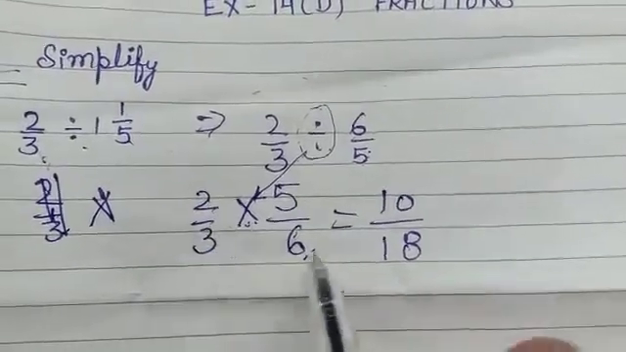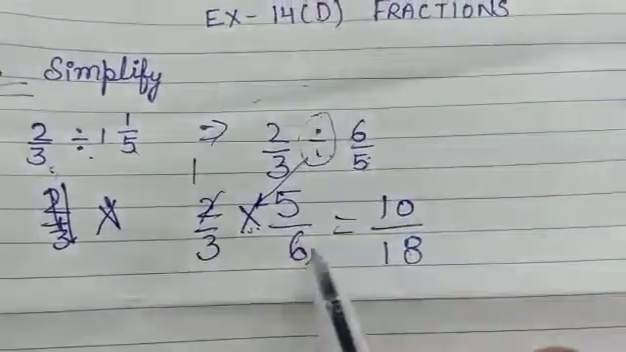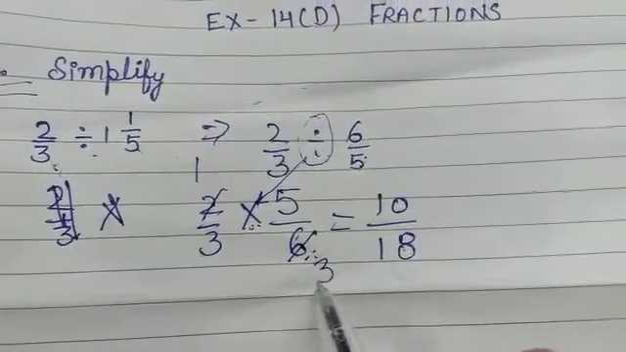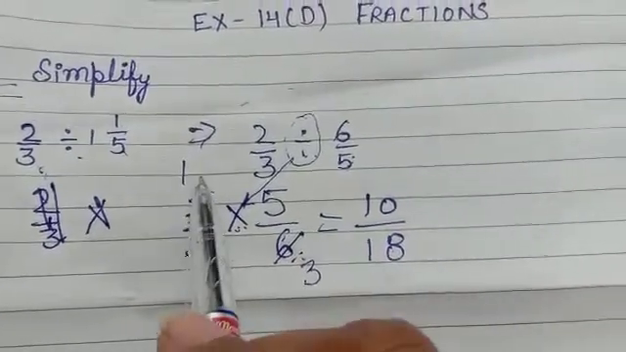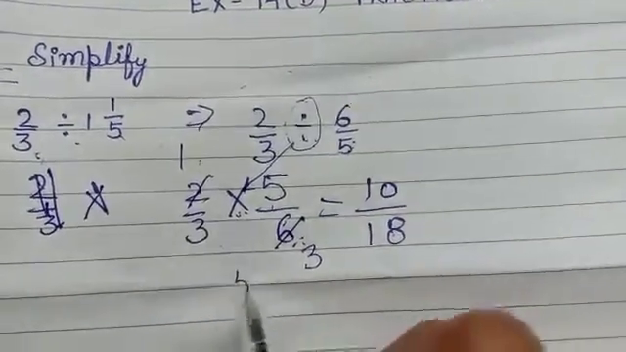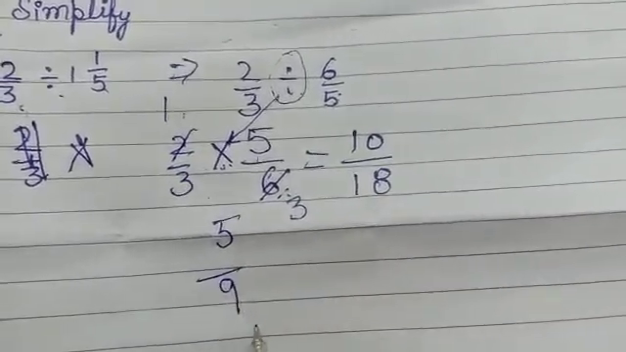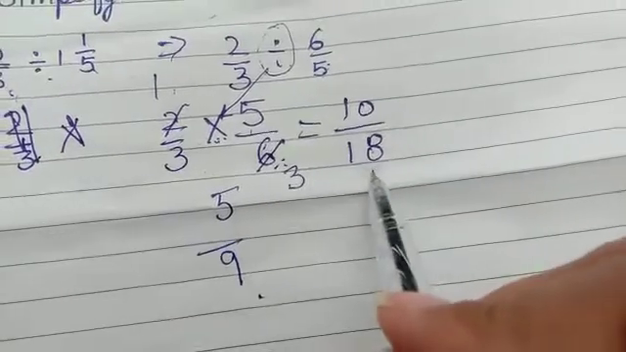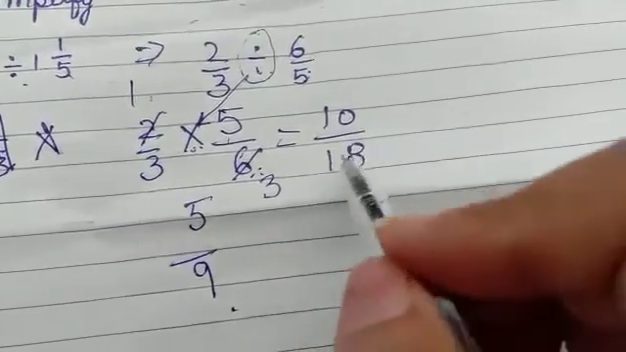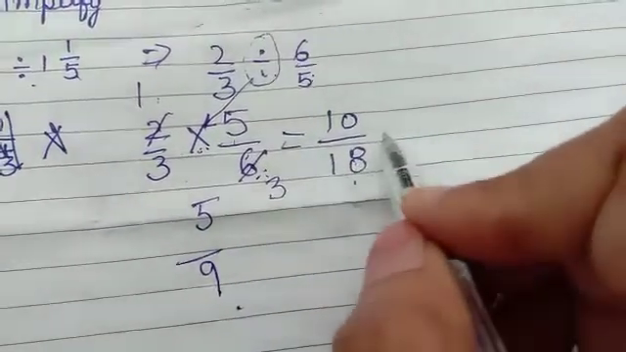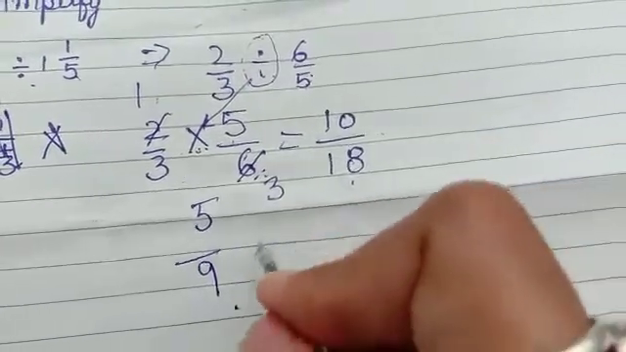Here 2 and 6 can be cancelled. 2 ones are 2, 2 threes are 6, right? Okay, now 5 ones are 5 over 3 threes are 9. We can write it like this now, or you can write it like this. If you know how to cancel, then you can cancel it here also, beta. That is the required answer.